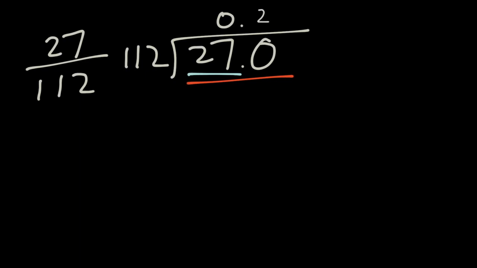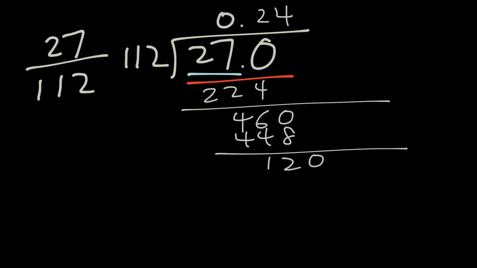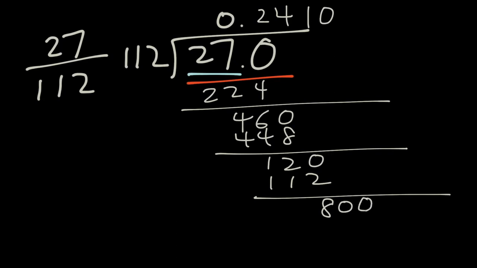2 can go into it. 224 becomes 46. Bring down the 0. It's 4. 448. 12. Bring down the 0. And this will be 1. 112. 8. 80. 0. And then we'll bring down another 0 because 80 is not big enough to divide by 112.